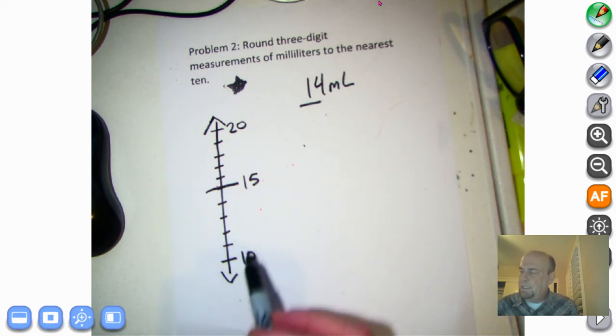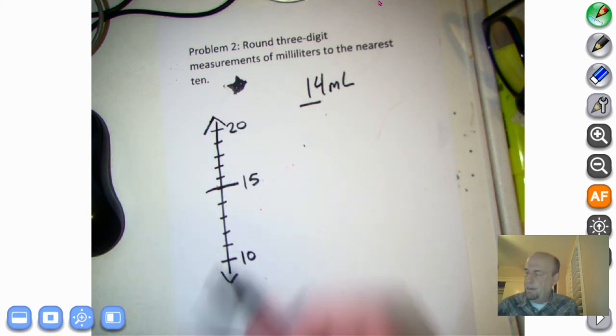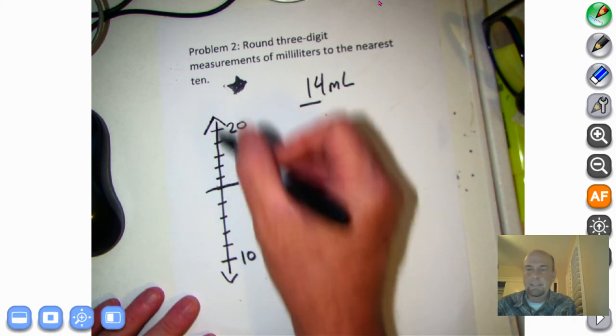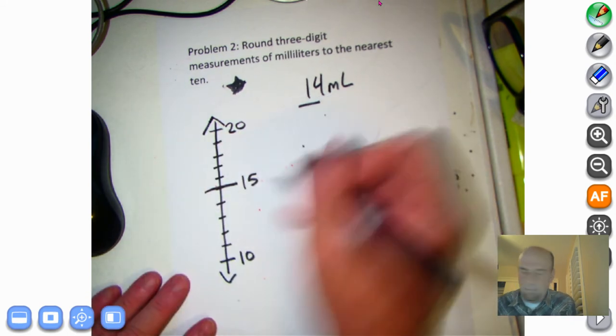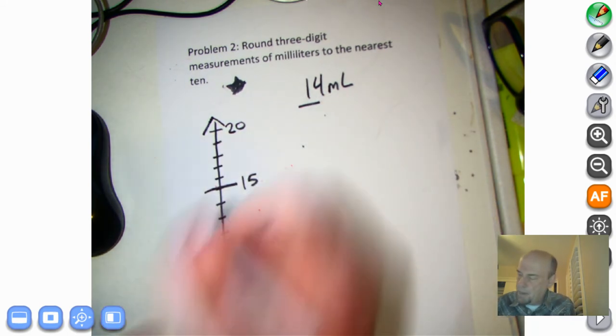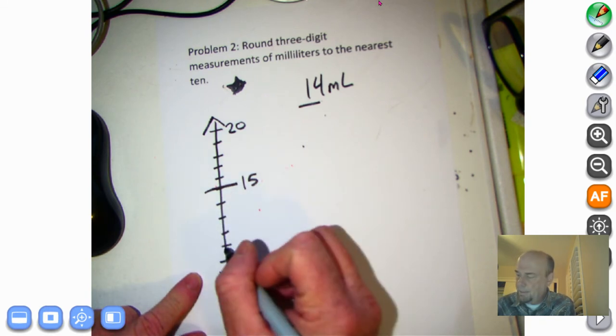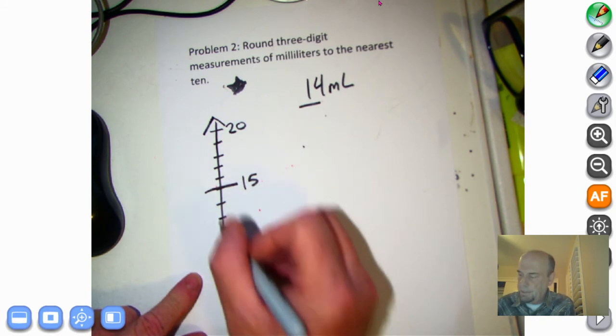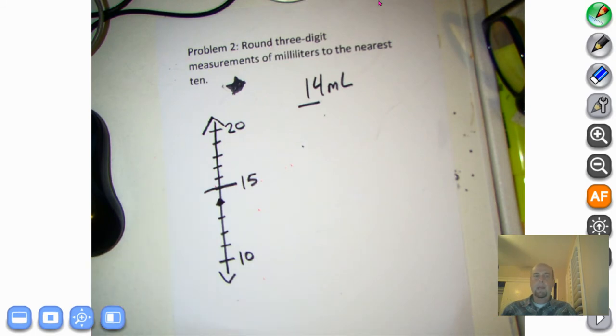So the midway point between 10 and 20 is 15, right? 1, 2, 3, 4, 5, 6, 7, 8, 9, 10. Yeah. So we have 14 milliliters, and let's go ahead and make a big dot at 14. 11, there's 10, 11, 12, 13, 14. All right. Think about where you would round to. Would you round down to 10 or would you round up to 20?